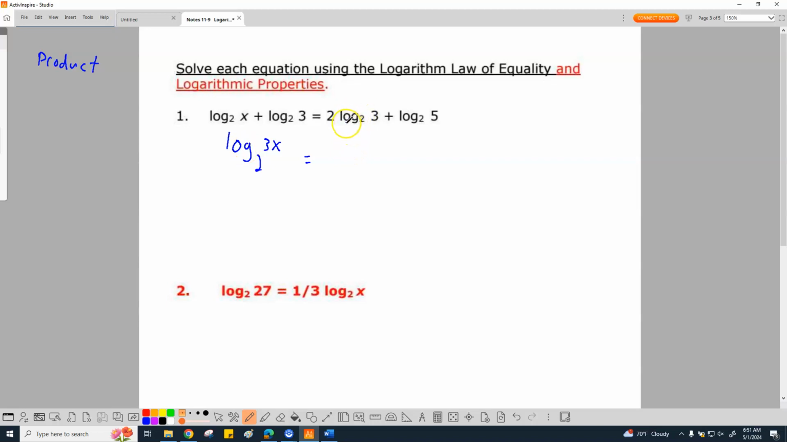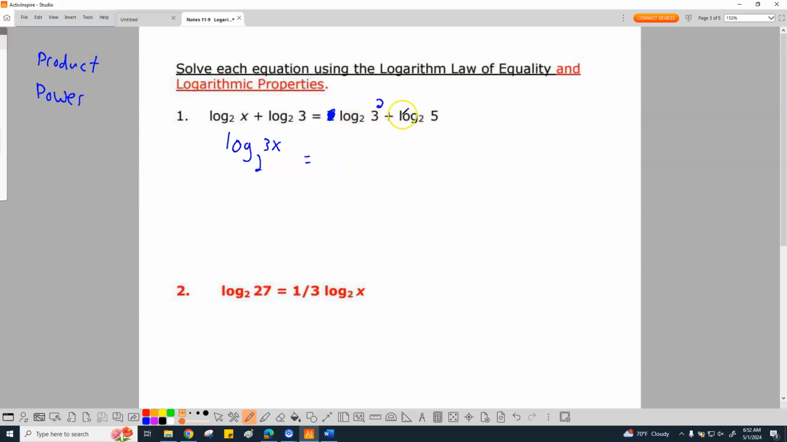Now check out this one. This one's a little bizarre because I have a 2 in front. This rule right here is called the power rule. Basically what it allows me to do is take this 2 and move it here, right there. So it's log base 2, 3 squared, which ends up being 9. Watch how I'm going to write this.